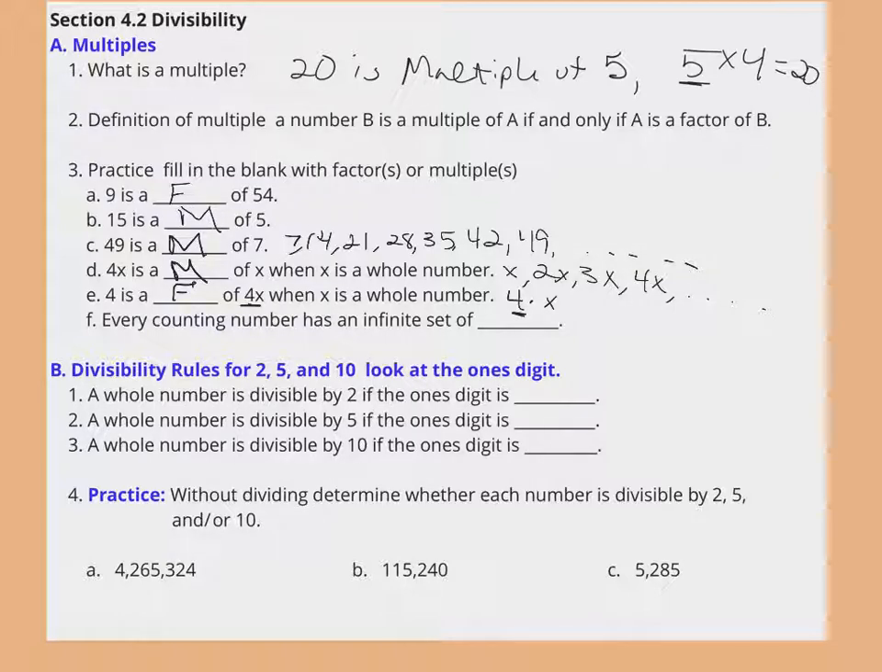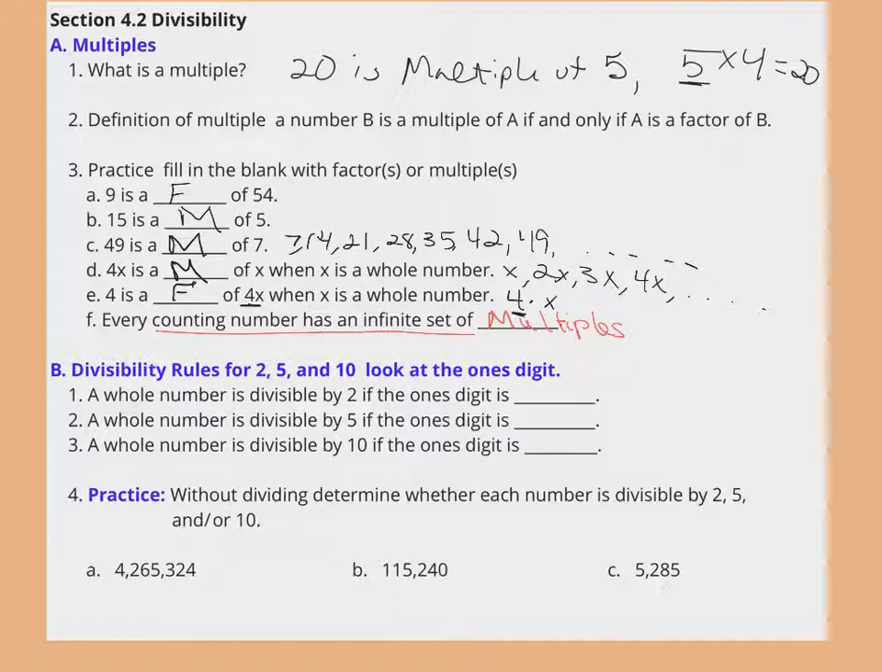So every counting number has an infinite set of either factors or multiples. Well, we know that we have limited numbers of factors. We listed out the factors for 6. We saw 1, 2, 3, and 6. So there was a finite number of factors. But when we talk about multiples, we see that dot, dot, dot, meaning they go on forever. So we can say that every counting number has an infinite set of multiples.